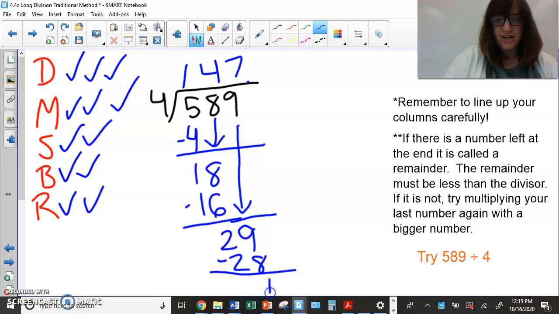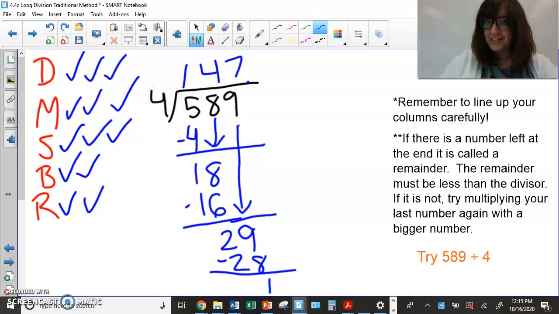9 minus 8 is 1. 2 minus 2 is 0. I have nothing left to bring down, and so I cannot repeat. So this number is smaller than this number, which means I've done it correctly for the remainder.